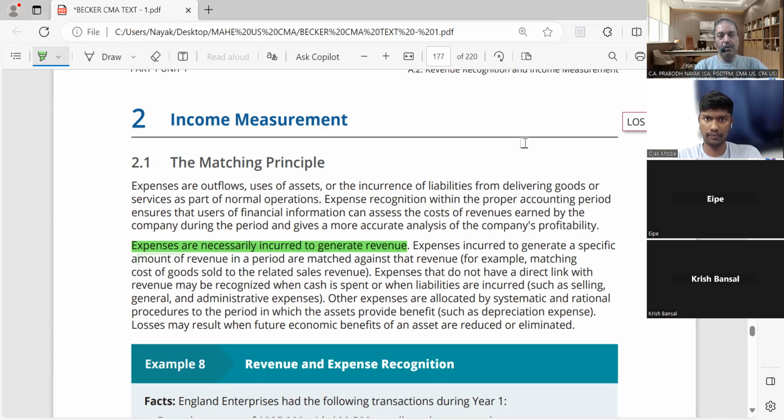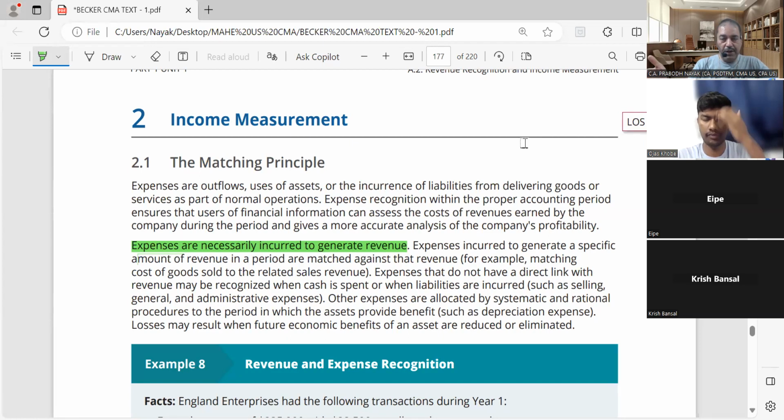And as you grow, you can have more investment done. You can take a bigger office, you can have more clients, you can have more employees. And that is how the income grows or the business grows. So unless you incur the expenses initially, it will not be possible for you to generate revenue. Expenses incurred to generate a specific amount of revenue in a period are matched against that revenue. For example, matching the cost of goods sold to the related sales revenue. That means the amount of manufacturing costs that you incur to manufacture and sell the goods will help you to generate revenue.